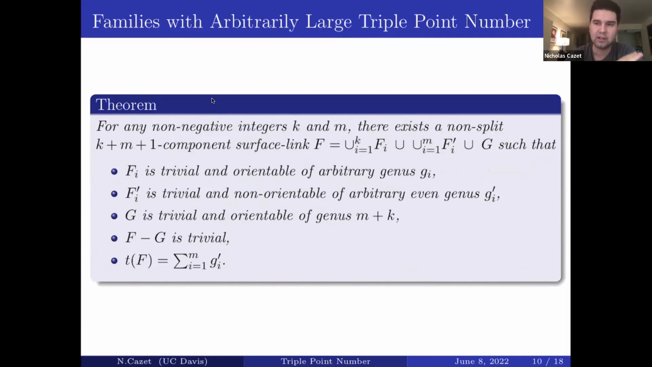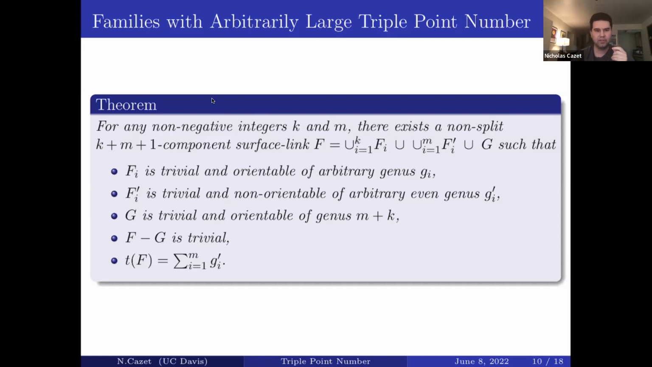You can pick the genus as however you'd like for the orientable case, and for the non-orientable case, you have to restrict to being even. But this gives you a surface link whose triple point number is calculated and depends on the genus of the non-orientable components, and you can let that go to infinity. So this shows that you can have as many components as you want in this non-split surface link, and you still have that property.